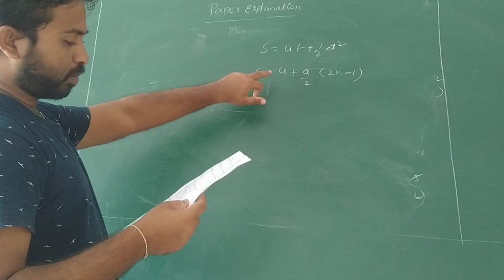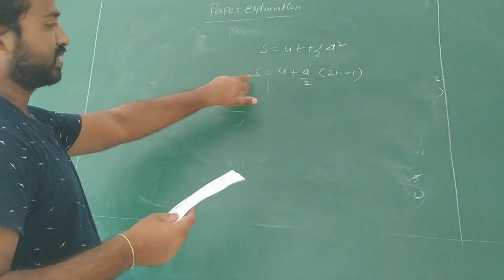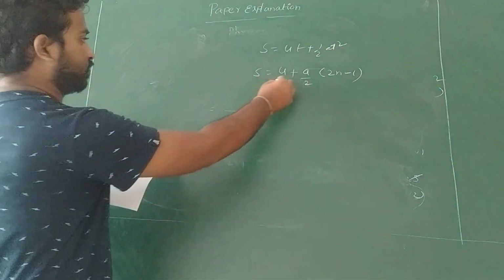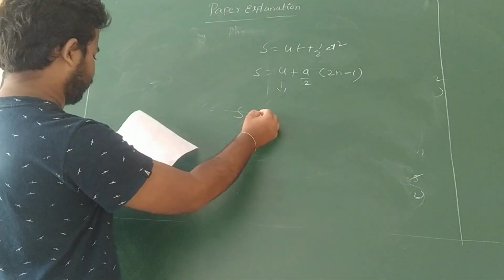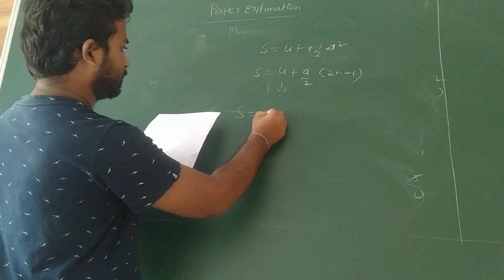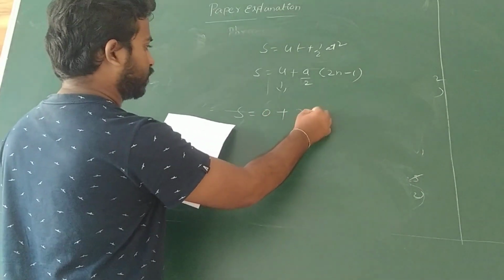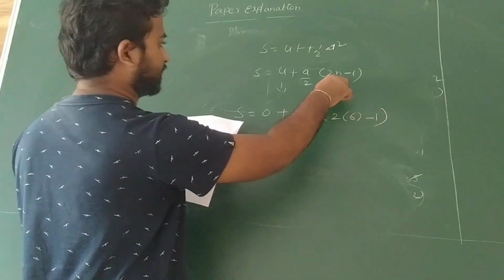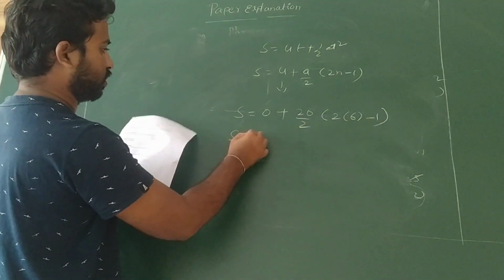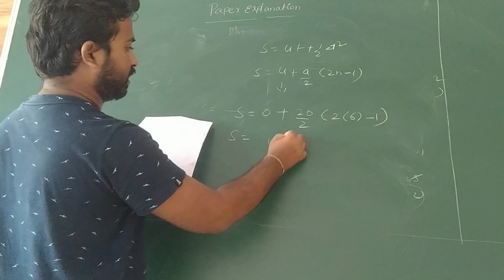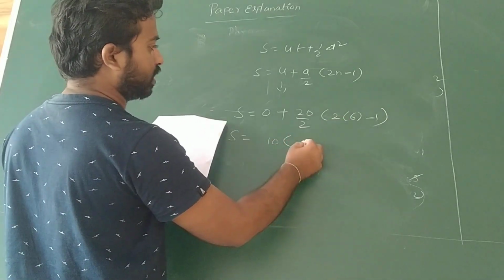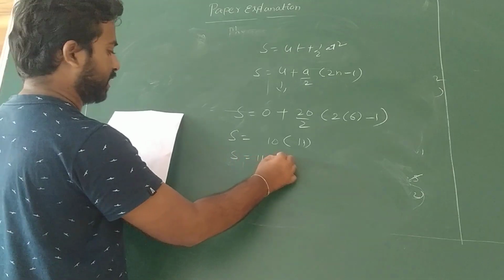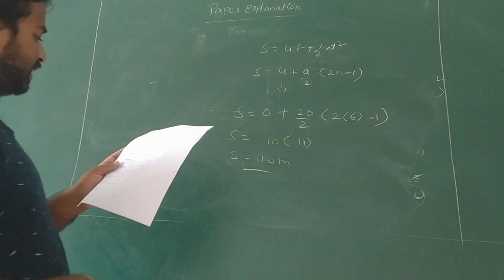In the problem they are asking for the 6th second. The 6th second means it's nothing but the nth second, so we have to use the nth second formula. Then s equals, starting from rest, plus a by 2, that is 20 by 2, into (2 into 6 minus 1). Then s equals 10 into (12 minus 1), that is 10 into 11, which is 110. So it is 110 meters. So option A is correct.